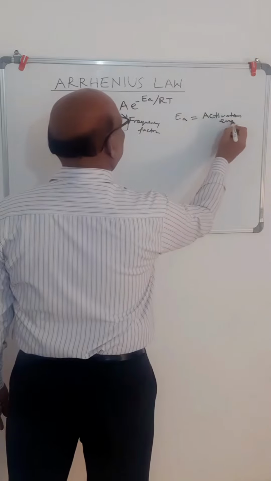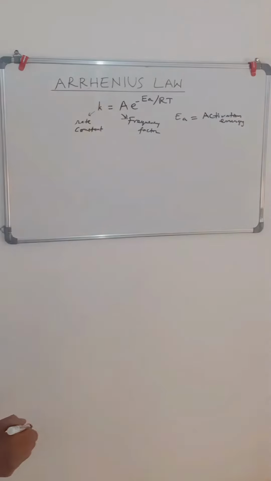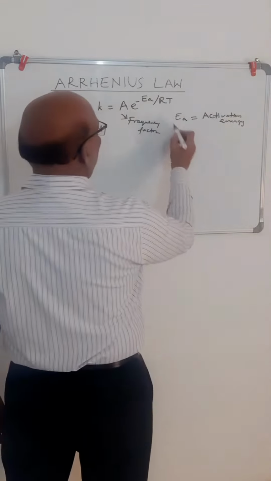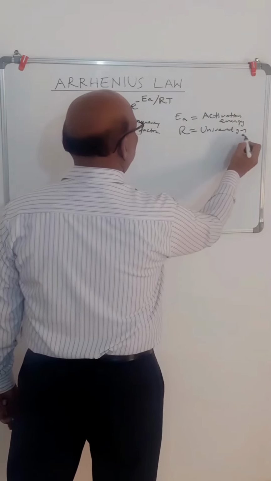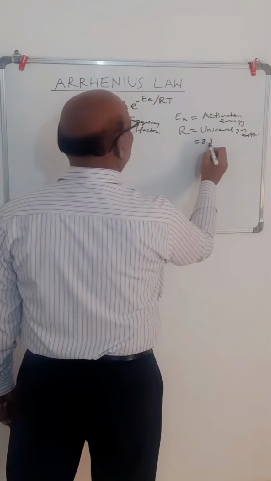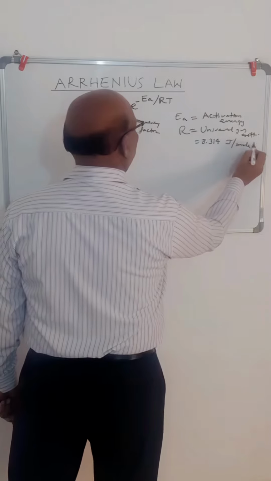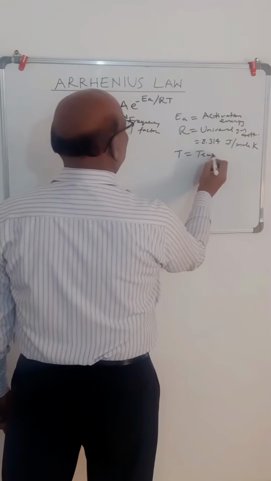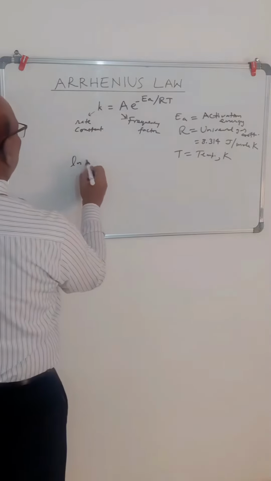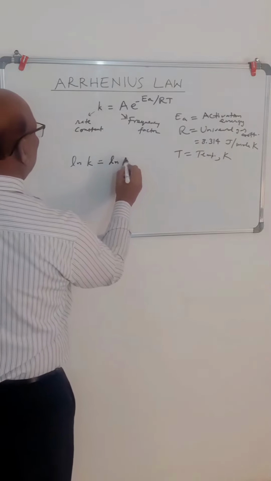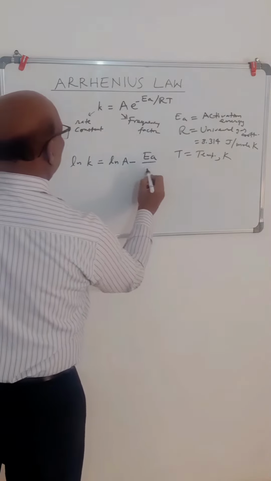Activation energy, that is nothing but the minimum energy required for the reaction to take place. And R is the universal gas constant, and its value is given by 8.314 joule per mole Kelvin, and T is the temperature in Kelvin. So ये हमारा आर्हेनियस लॉ है। इसको अगर हम लॉग ले लें दोनों तरफ, so we will get ln k equal to ln A minus Ea upon RT.